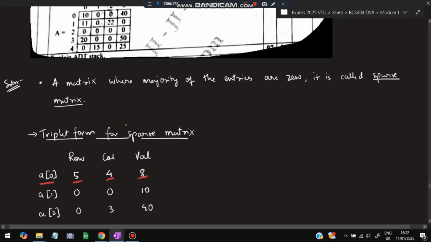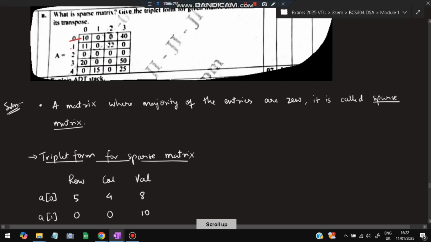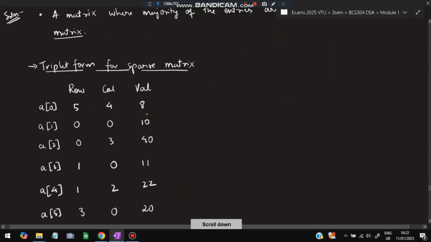Now what is 5, what is 4, what is 8? 5 is the number of rows present: 1, 2, 3, 4, 5. In the array, 5 rows are present, and 4 columns are present: 1, 2, 3, 4. So we'll be writing 4 here. And how many values are non-zero? That is the count of non-zero values. Inside the array, how many values are non-zero? 1, 2, 3, 4, 5, 6, 7, 8. So 8 values are non-zero. We'll be writing it here.